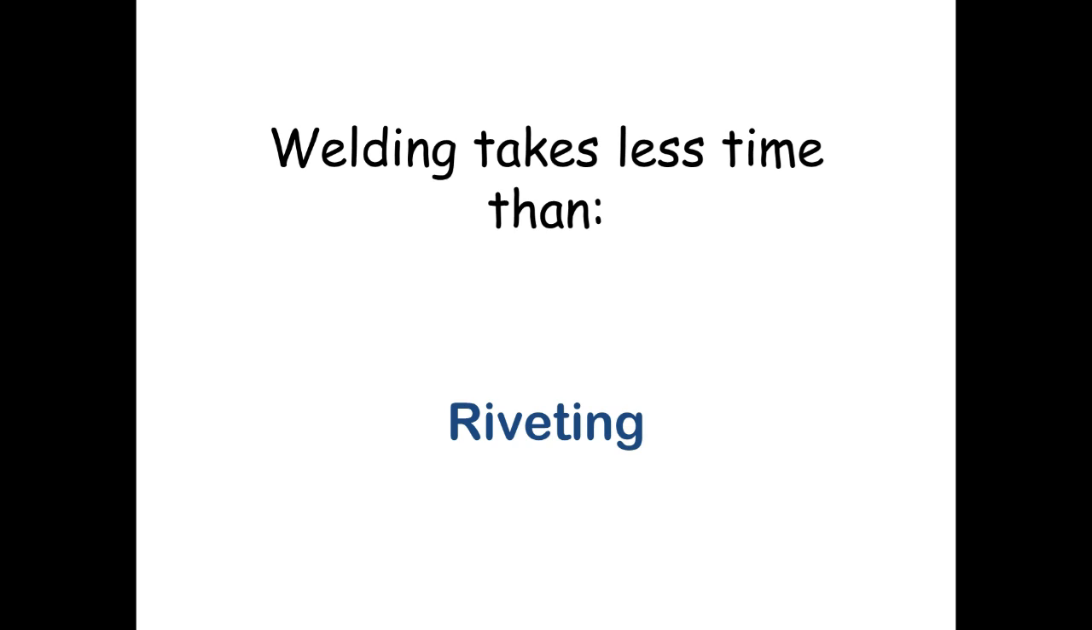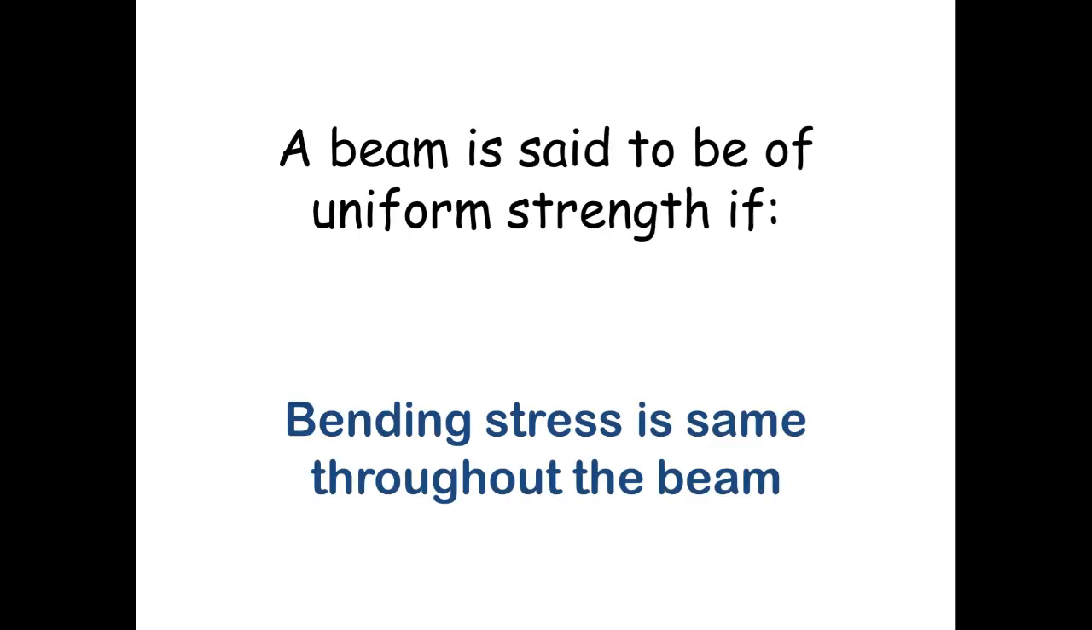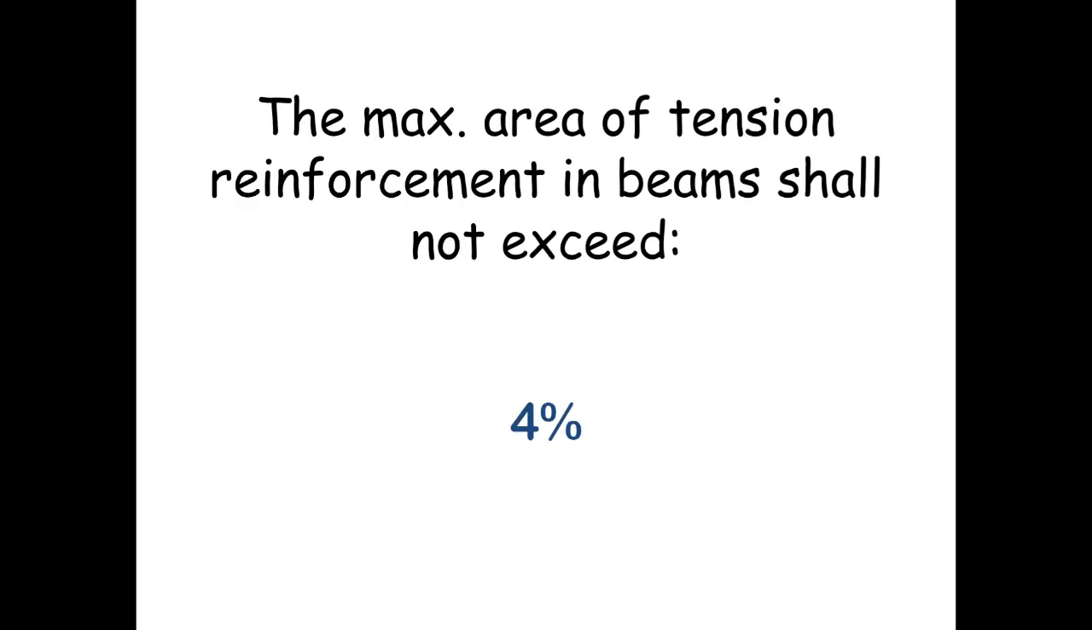Welding takes less time than riveting. The minimum number of rivets for the connection of a gusset plate is 2. A beam is said to be of uniform strength if bending stress is same throughout the beam. The maximum area of tension reinforcement in beams shall not exceed 4%.